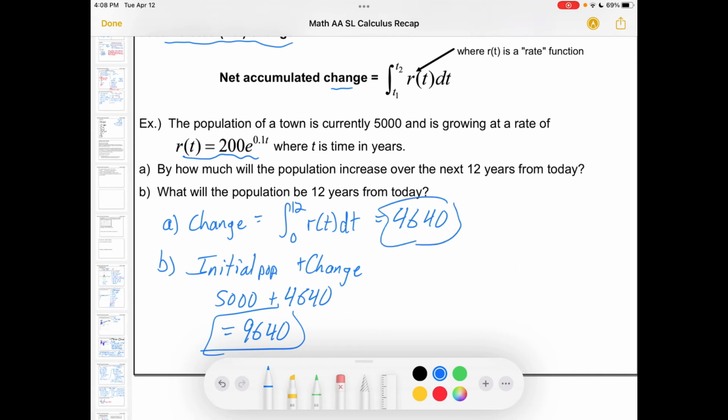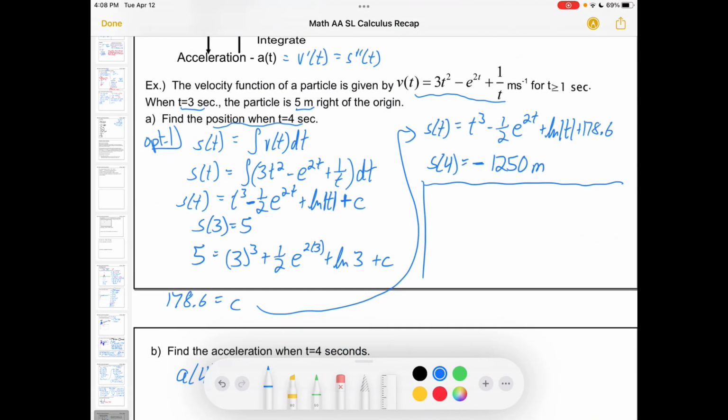So, an integral gives you net accumulated change. The integral of velocity gives you the net change in position, or the net displacement. Let's revisit our kinematics question for 1 second here. This first one said find the position when t equals 4 seconds. The slickest way you can do this is to take the position at 3 seconds and add on the change in position, the net accumulated change in position, or the net displacement.